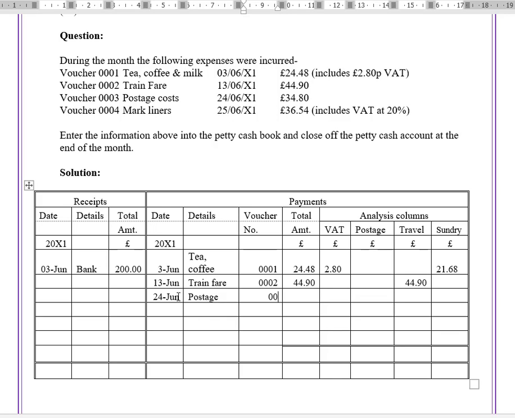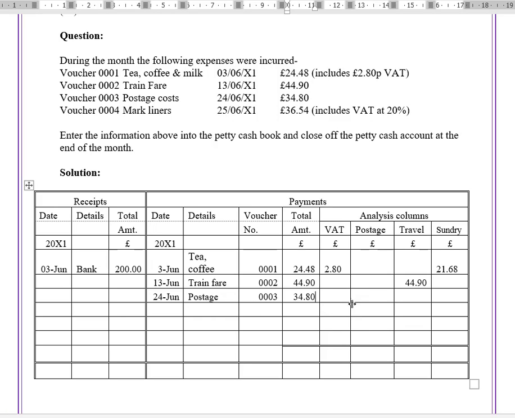And then you identify your voucher number. How much did you spend? £34.80 on train fares or postage. It's on postage this time around. So you spent £34.80 on postage, which is the third item that we are posting.